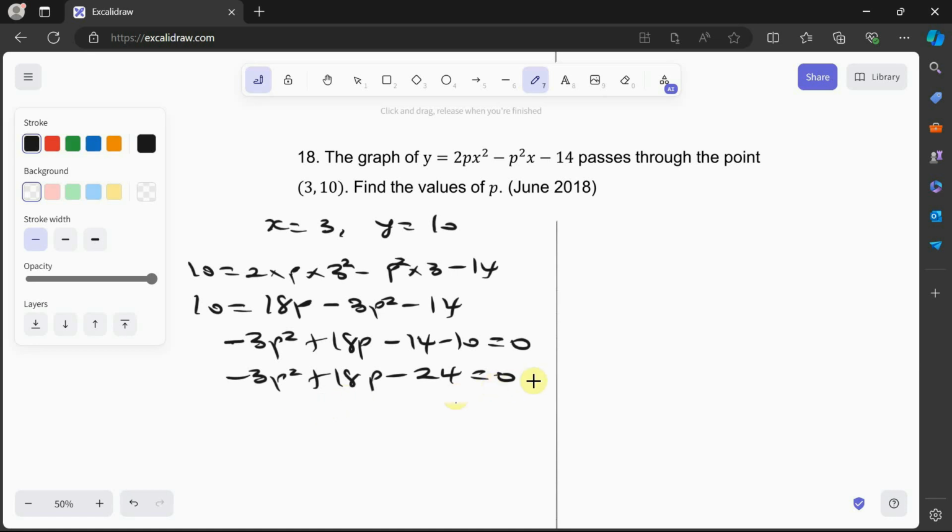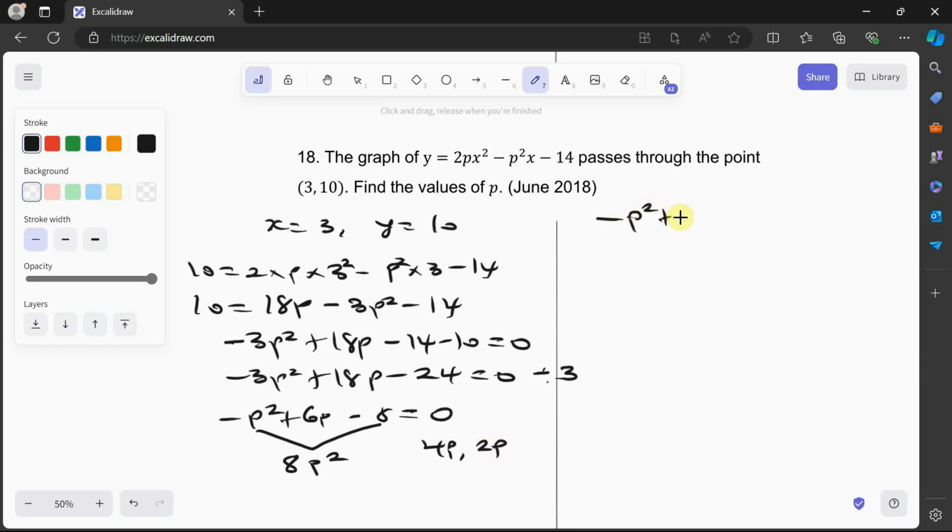Now I can divide all through by 3 just to make this a little bit easier to work with. This 3 can go here, 3 can go here, 3 can go here. That will be minus p squared plus 6p minus 8 is equal to 0. So if I join these two, this will be 8p squared. I need two values that when I multiply, give me 8p squared, and when I add, give me 6p. That will be 4p and 2p. So I'll just replace that and say minus p squared plus 4p plus 2p minus 8 is equal to 0.